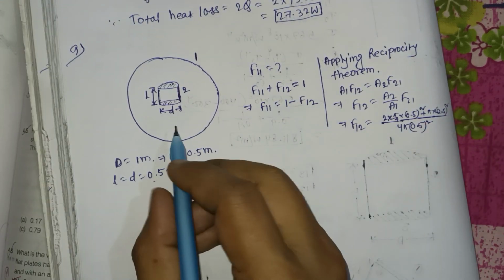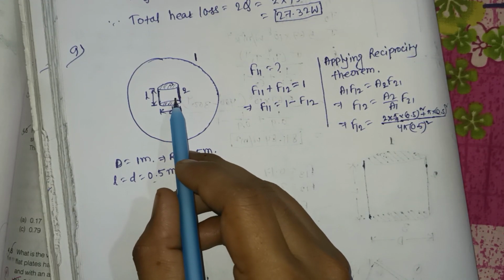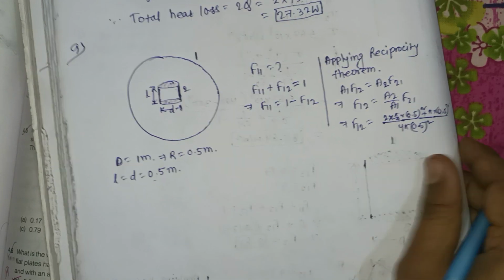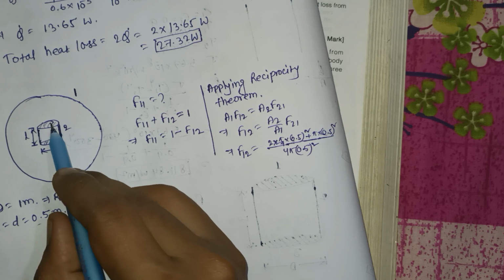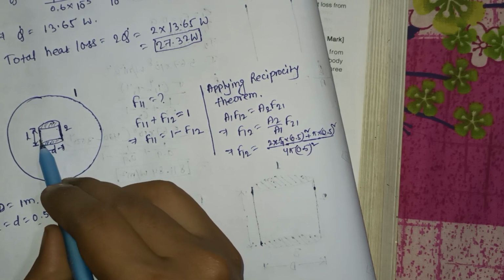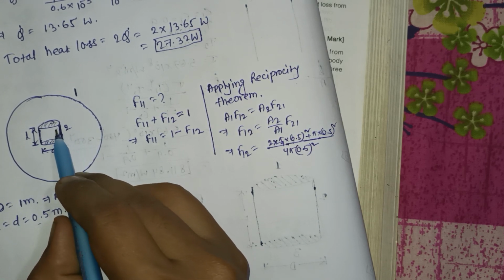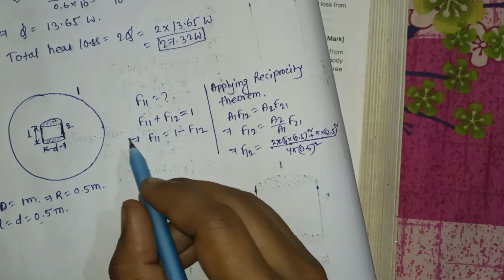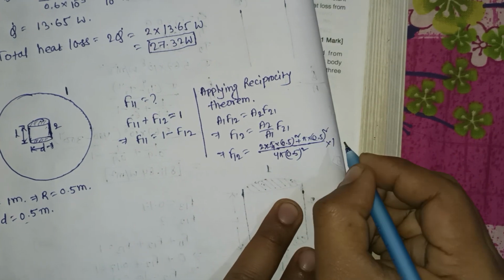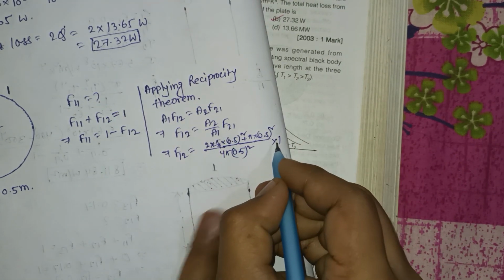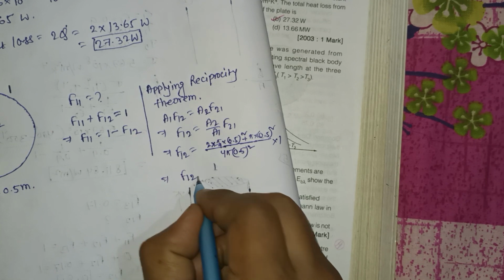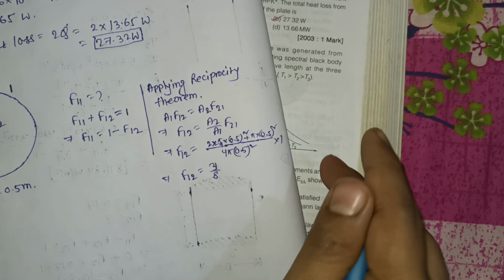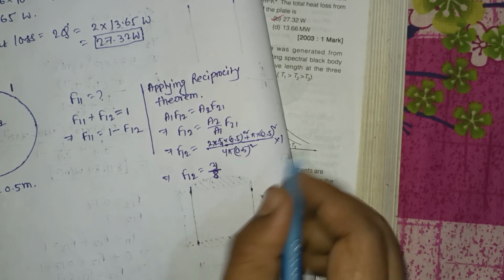And what is the value of F21? It is the fraction of heat energy transferred from surface 2 to surface 1. That is equal to 1, because this is the flat surface and this is the cylinder, so the fraction of heat transferred from this plate to this plate will be 1. So F21 equals 1. If you calculate that value, F12 will be 3 by 8.